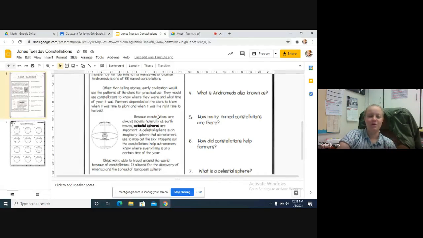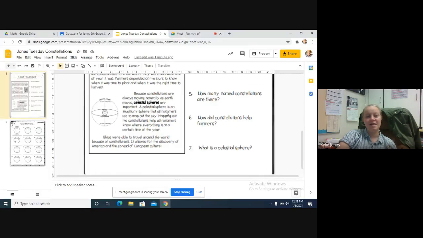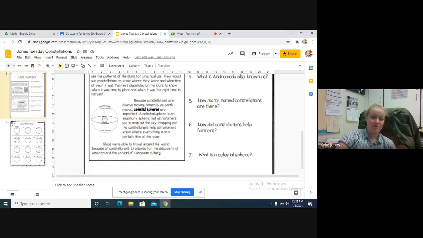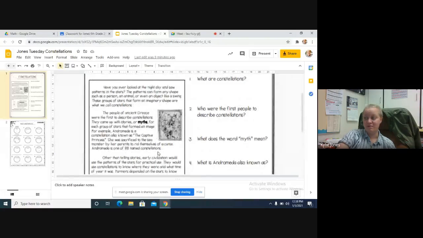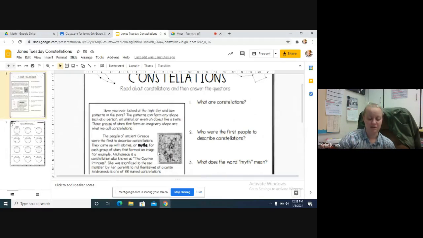Because constellations are always moving naturally as the Earth moves, celestial spheres are important. A celestial sphere is an imaginary sphere that astronomers use to map out the sky. Mapping out the constellations helps astronomers know where everything is at a certain time of the year. Ships were able to travel around the world because of constellations. It allowed for the discovery of America and the spread of European culture. So essentially, that's all the stuff that we learned yesterday in a couple of paragraphs, right?